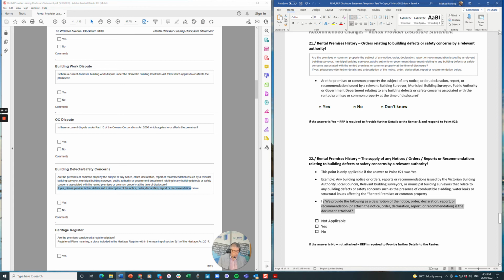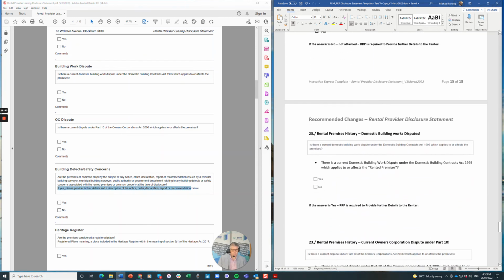And then the answer, if the answer is no, it's not attached. If the answer is no, not attached, RRP is required to provide further details to the renter. So that's that one. So there's an expanded point in through to there.